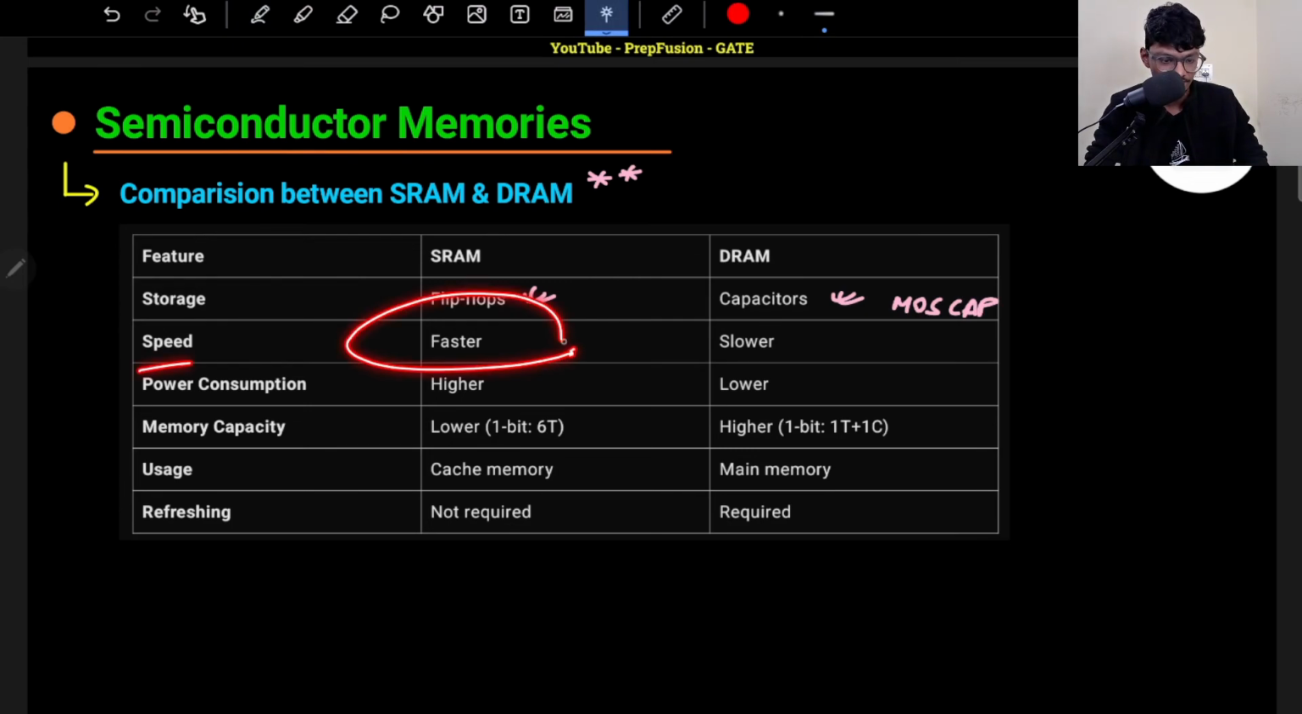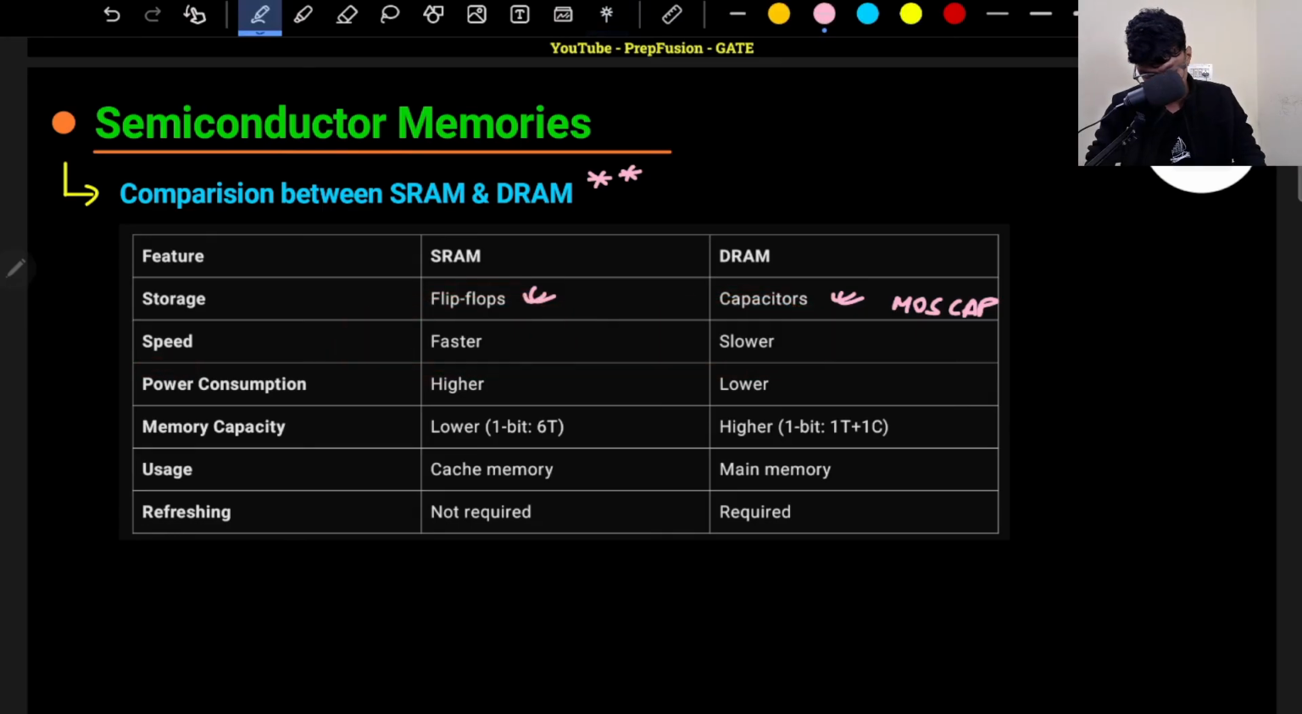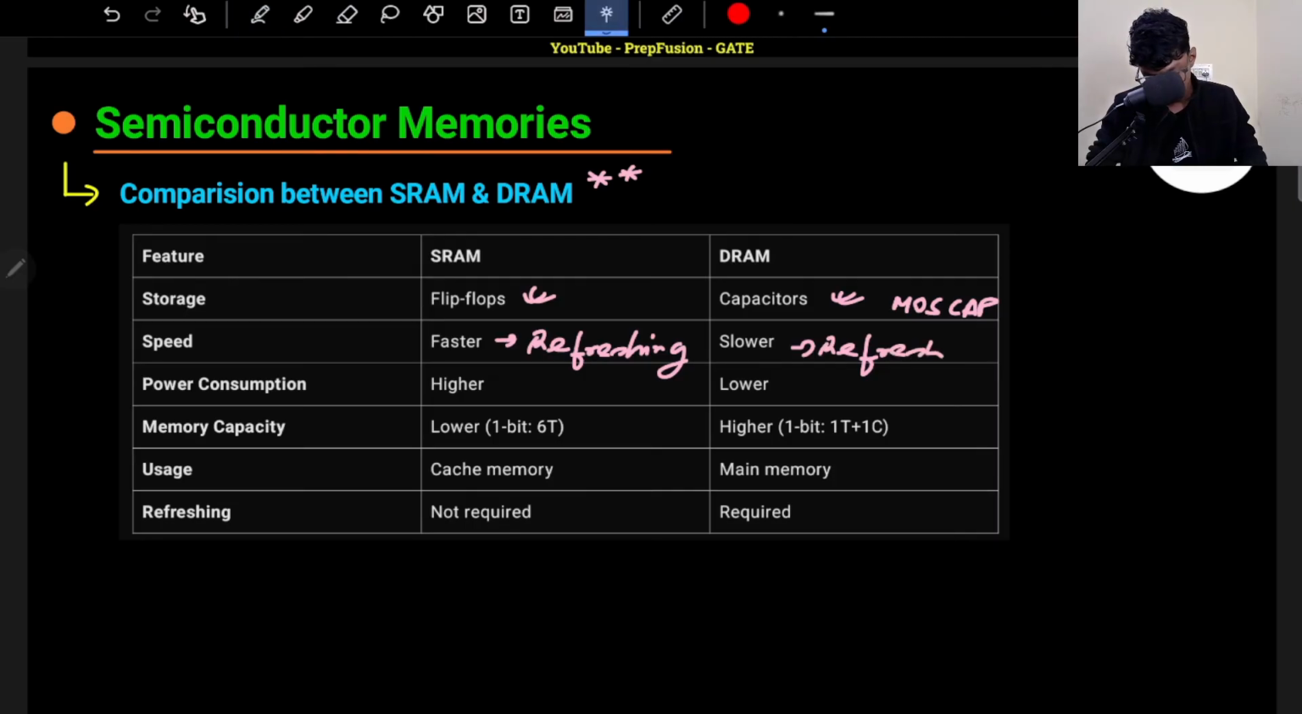Speed of SRAM will be faster. Speed of DRAM will be slower, because I don't need refreshing in SRAM. It will directly store the data, and I will need refreshing here, right? I need to periodically refresh. Now power consumption will be higher in SRAM and lower in DRAM. Why? Because I'm using more MOSFETs, like 6 transistors, right? Here I'm using only one transistor plus a capacitor, so it generally takes a very low amount of power.